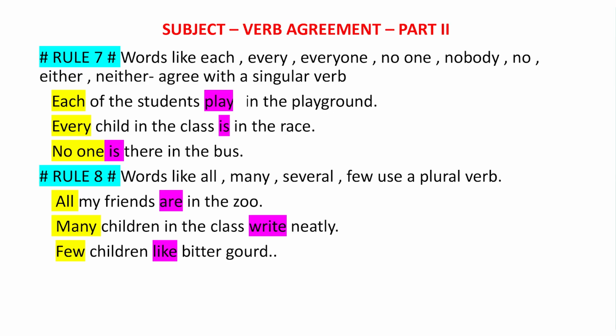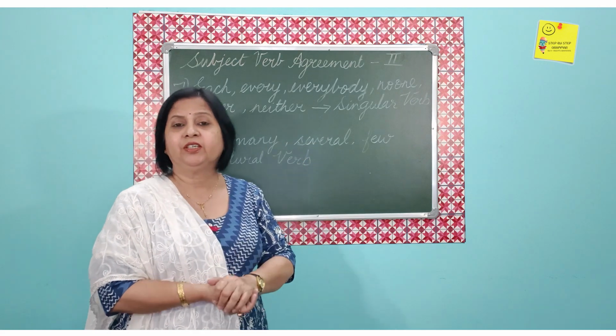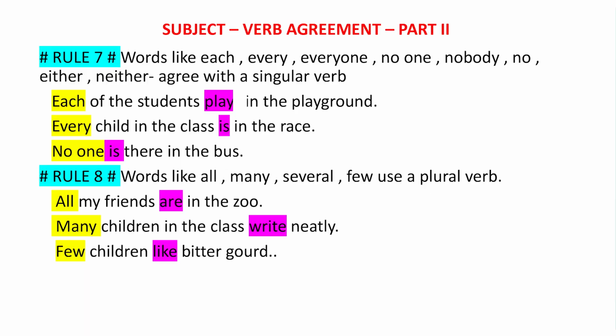Rule number 8 says that if the sentence contains all, many, several, which also means many, and few, then the sentence will always have a plural verb, or these words always take a plural verb. For example, all my friends are in the zoo. Are is the plural form, is was the singular form. Many children in the class write neatly. Write is the plural verb. Writes, we will take it as the singular verb, like Meena writes neatly, Sheena writes neatly.